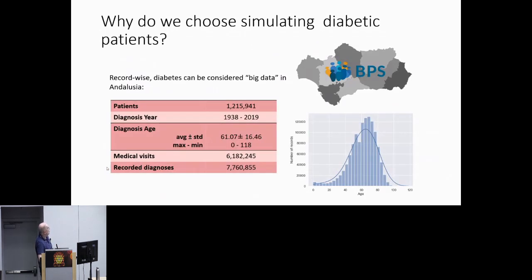So we chose simulating diabetic patients essentially because there are a lot of them. It's a very, very prevalent disease, so we will have a big number of data. We have in the range of 1.2 million patients with a diagnosis between 1938 and 2019. In total, we have 6 million medical visits and 7.7 million diagnoses, so the diabetes diagnosis plus other diseases concomitant with diabetes.